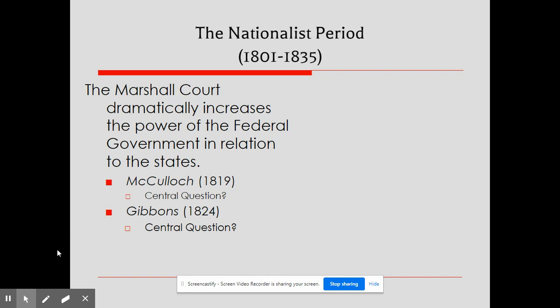And again, the court has to answer these two questions. And that's the framework for all Supreme Court decisions, in the form of questions. How do you get your answer? You look to the Constitution.